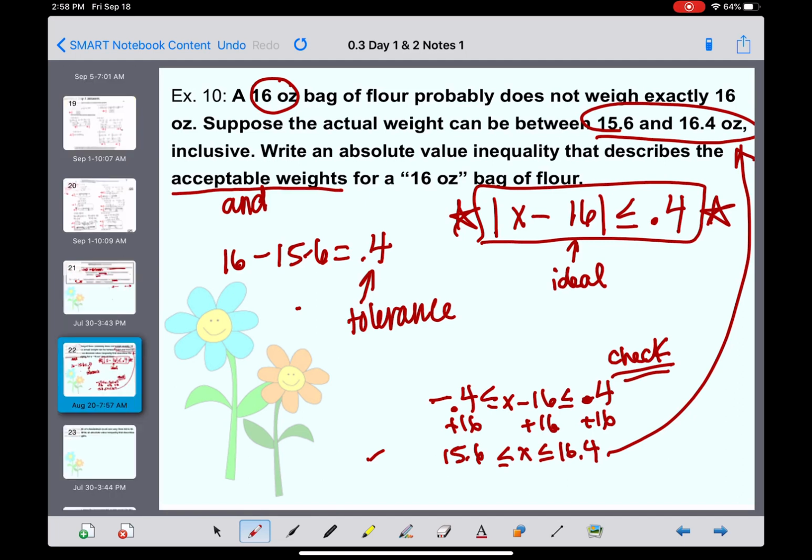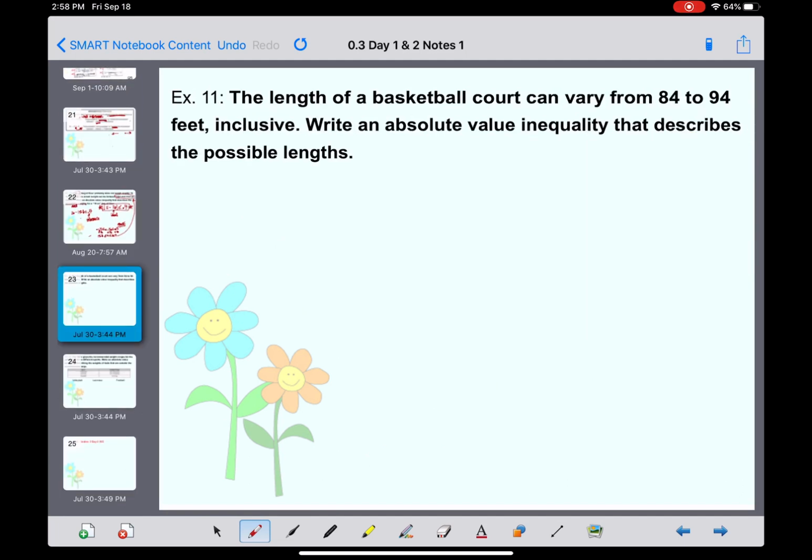Okay, let's try another one. The length of a basketball court can vary from 84 to 94 feet inclusive. Write an absolute value inequality that describes the possible lengths. So I would pause, think about it for a little bit, try it. So we want to write one that describes the possible length. So that's acceptable. So that means it's an and. So my answer is going to be an absolute value, and I'm going to have a less than or equal to. Now it says it can be between 84 and 94.